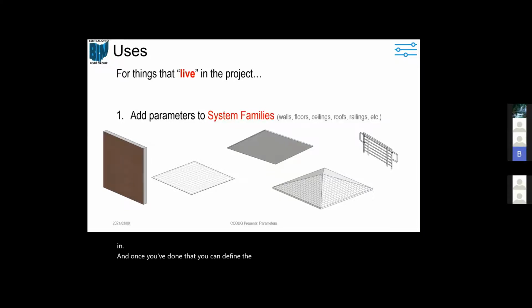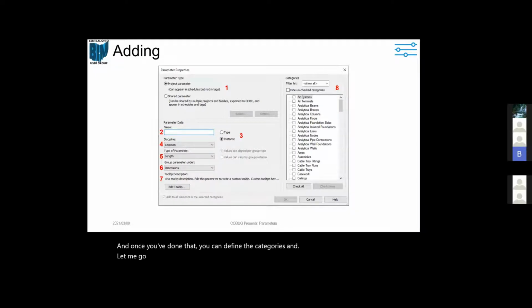And let me go back one. Once you've defined your project parameter, you want to make sure that you have chosen correctly. I won't be able to use a laser pointer here. Your name, you can go back and edit later, but your discipline and type of parameter, you cannot. And whether it's a type or an instance, I believe you can't change that afterwards.